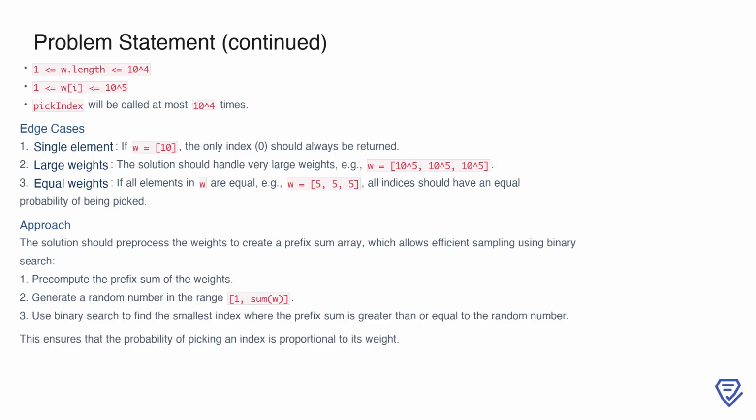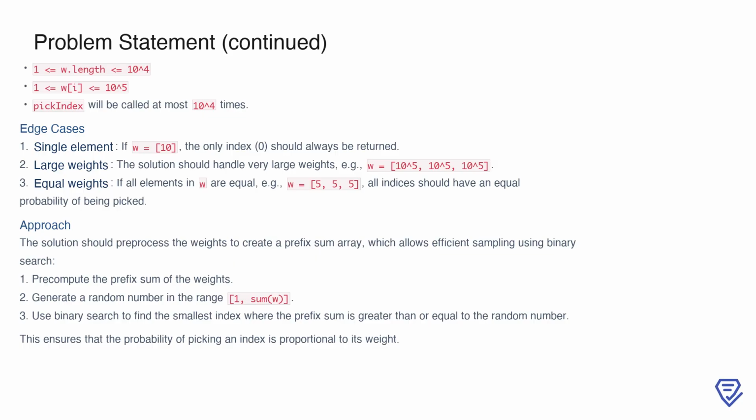To achieve the desired functionality, the solution pre-processes the weights by building a prefix sum array. This allows us to efficiently sample indices by generating a random number in the range 1 to sum(w), and using binary search to find the corresponding index. This approach ensures that the selection probabilities are proportional to the weights and that the solution is optimized for repeated calls to pickIndex.